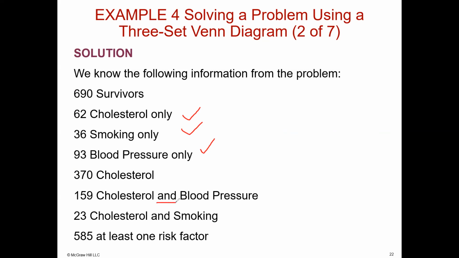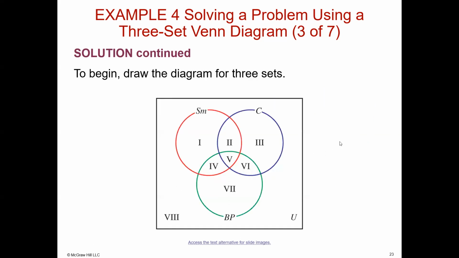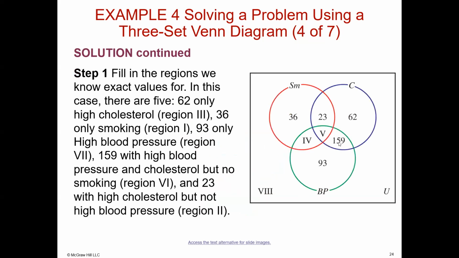So let's think. Cholesterol and blood pressure. 159 cholesterol and blood pressure. So would it go in region 6? No, we're going 4, 5, 6. Now, 159 was just cholesterol and blood pressure. It did not say also smoking. Do you agree? That's why we only put the 159 in region 6. Because that's only cholesterol and blood pressure. All right, that one makes sense.